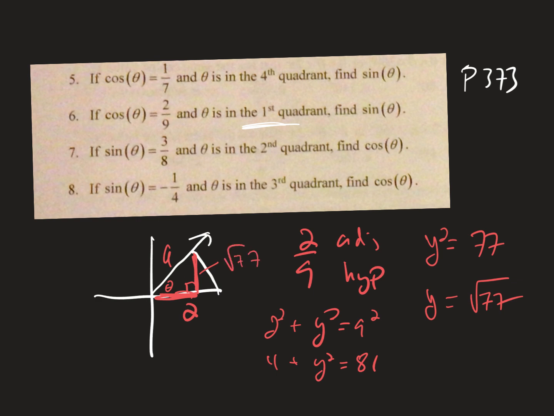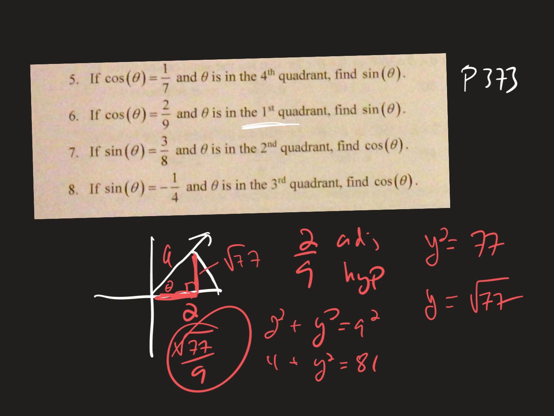So, what's the sine? This question asks us to find the sine. Sine is opposite over hypotenuse, so the answer is square root of 77 over 9. If they wanted the tangent, that would be root 77 over 2, right? If we're looking for the secant, that would be 9 over 2, but we're not doing that. So draw the triangle in the right quadrant, because that'll help you keep the signs right, okay?